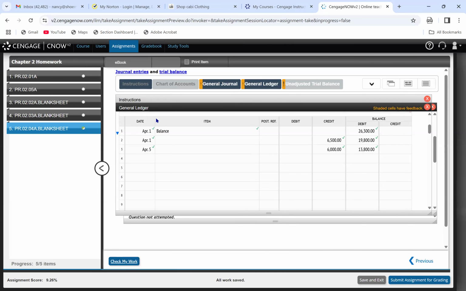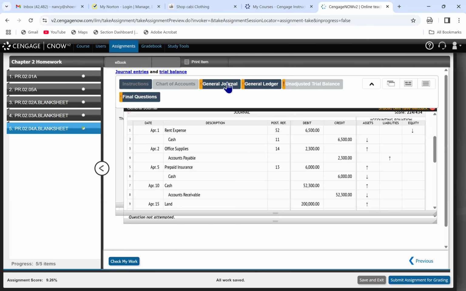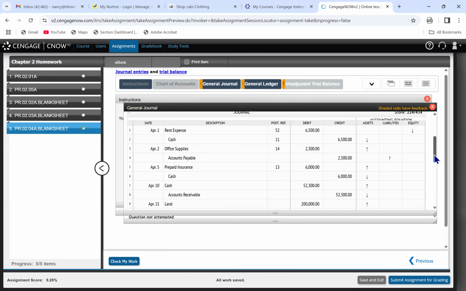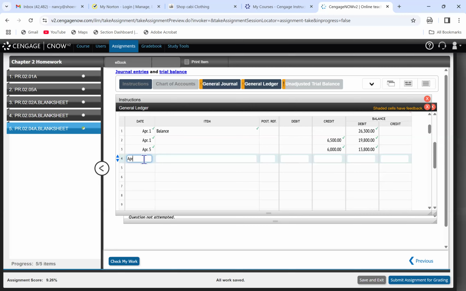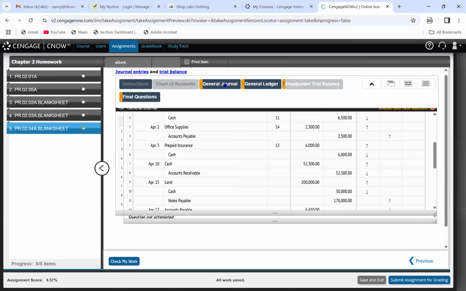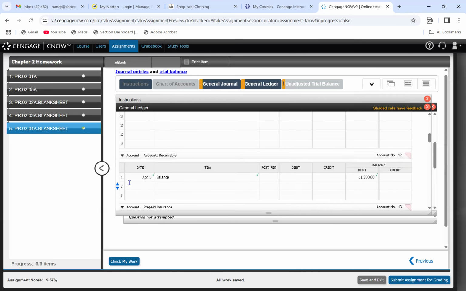Okay. As we move on to the journal, we've got April 10th, cash of 52,300 will post. So we'll go April 10th, 52,300. And our new balance here would be 66,100. Okay. And the other, accounts receivable would be 52,300. So we'll go to our accounts receivable and show on April 10th, 52,300, which would be 113.8.